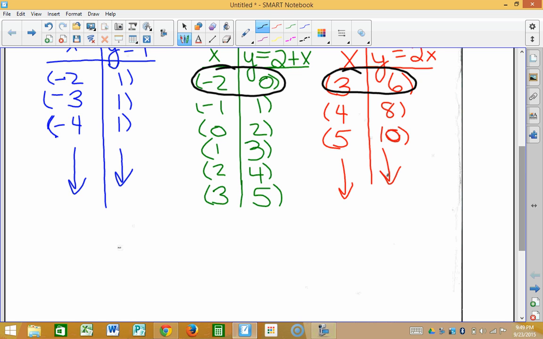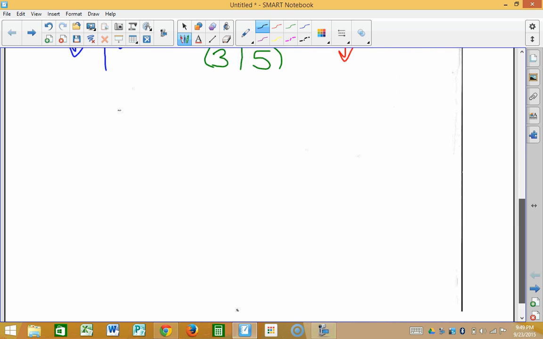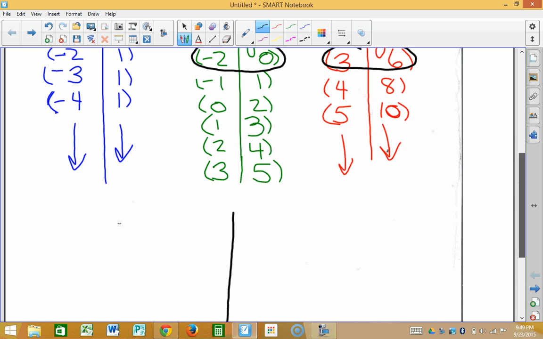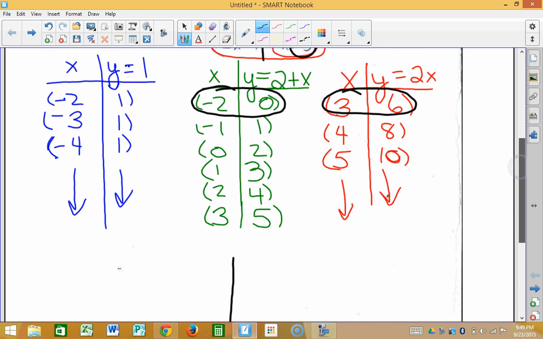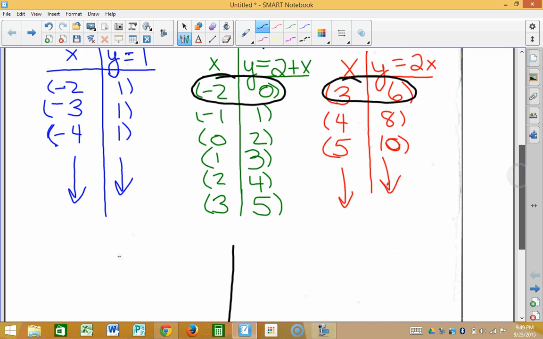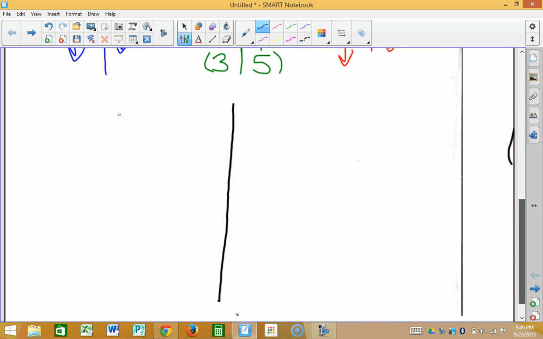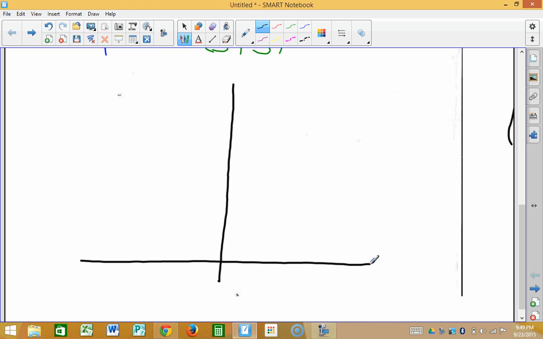Okay, so now that we have these tables, we can draw our graph. So you're going to go -4 to 5, and then we're going to go up to 10, so let's do this. This is going to look a lot better on graph paper. So if you could, please do this with graph paper. It's going to look a lot better.